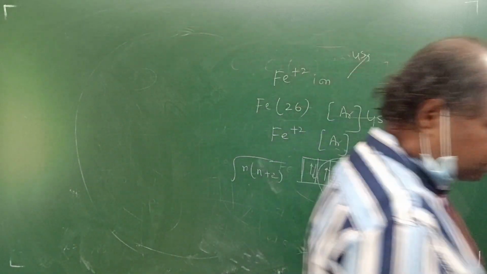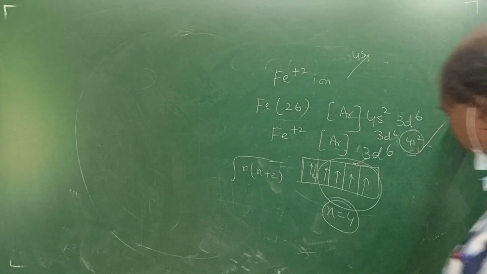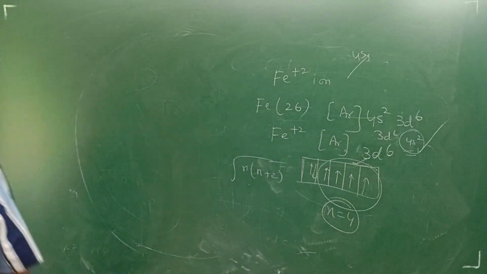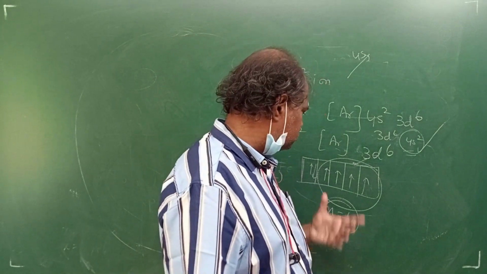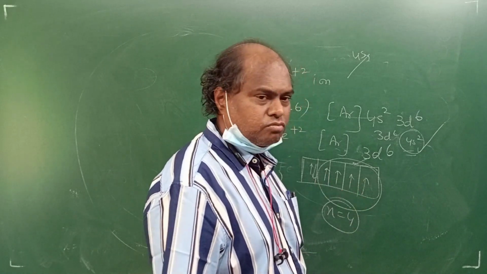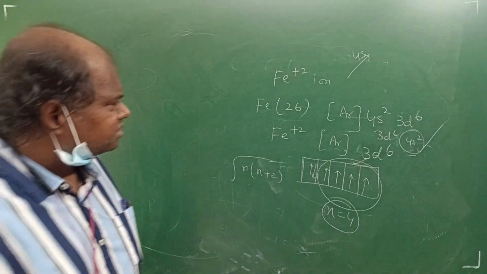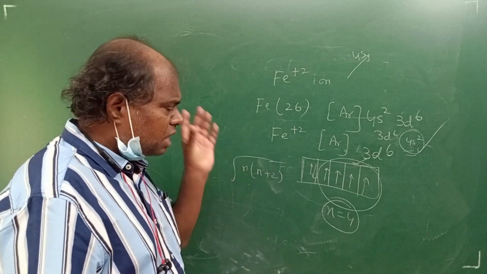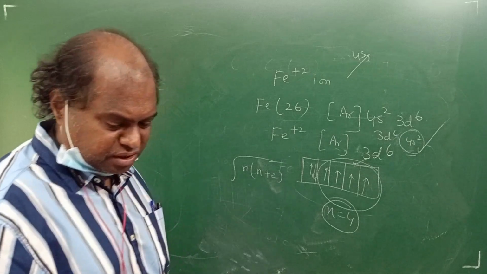So the main thing I want to tell you here is that if you are removing 2 electrons, please remember, remove them from the 4s orbital, not from the d orbital, right? So 4s2 is removed, and you will get 4 unpaired electrons, right? So that's about iron, 26, right? Can you please write it down?